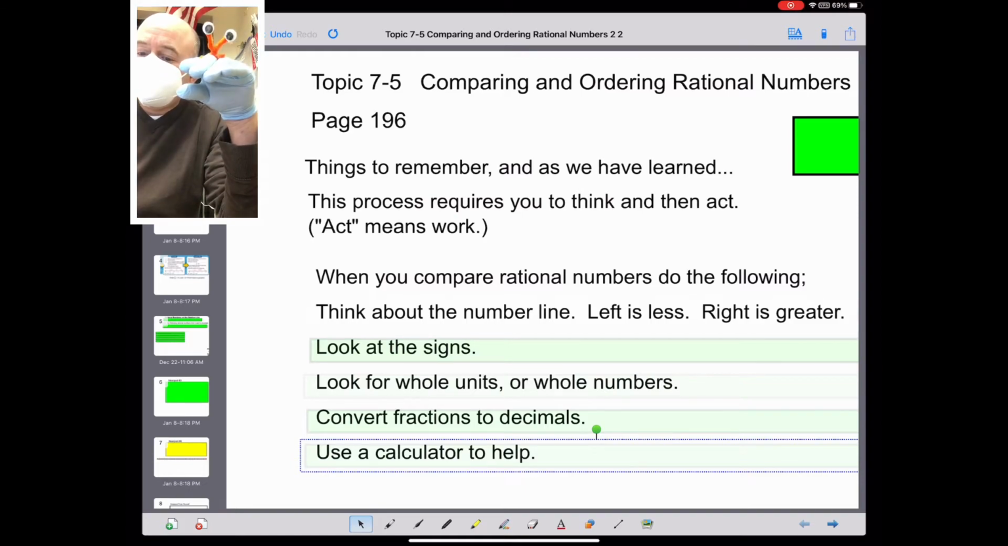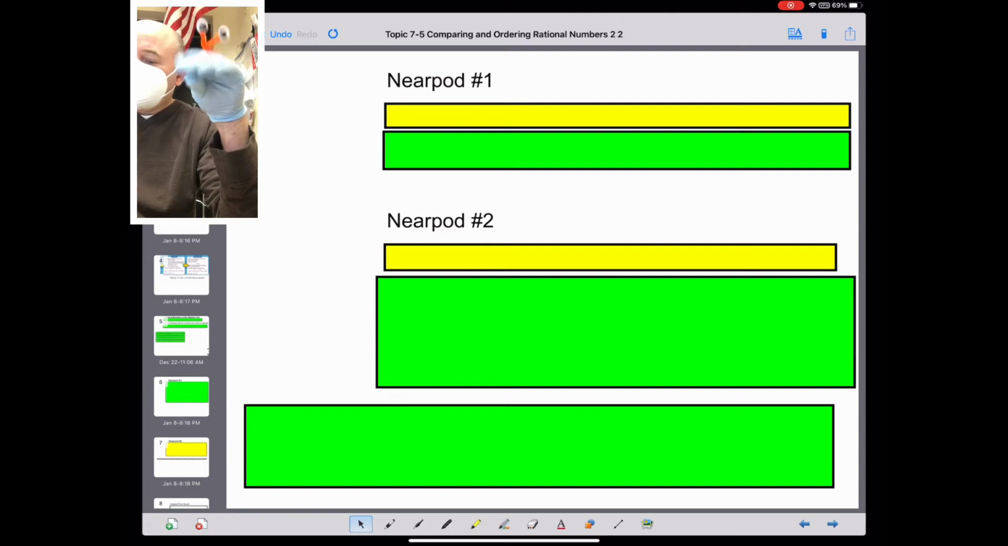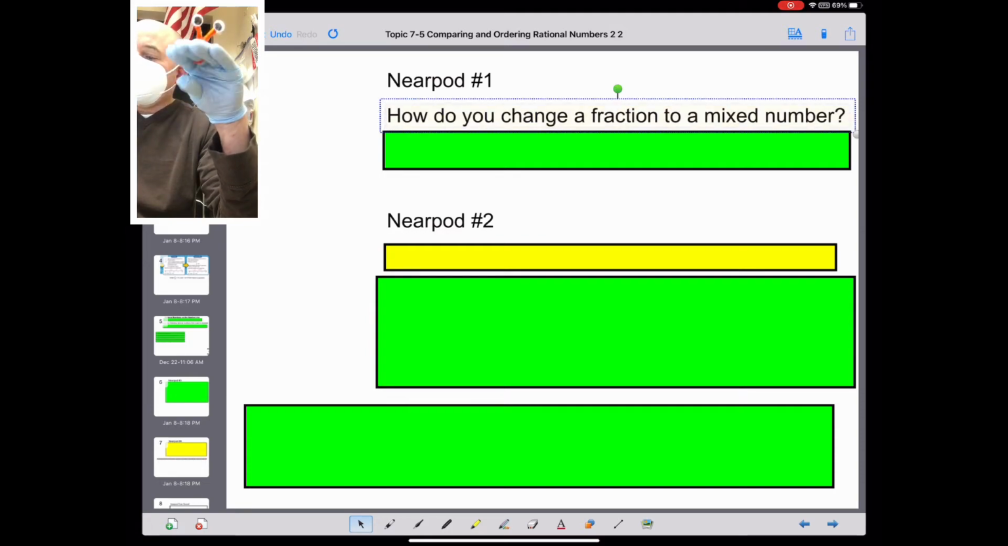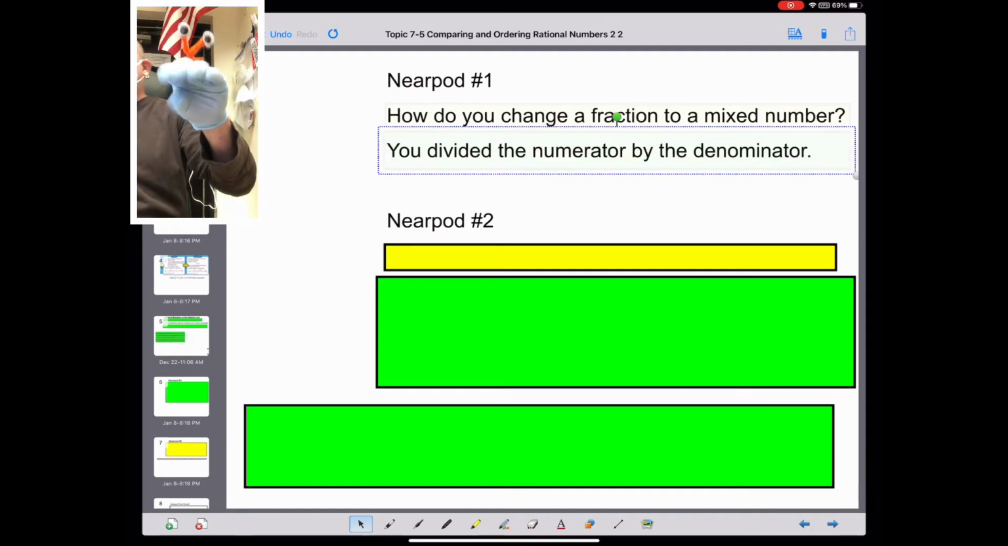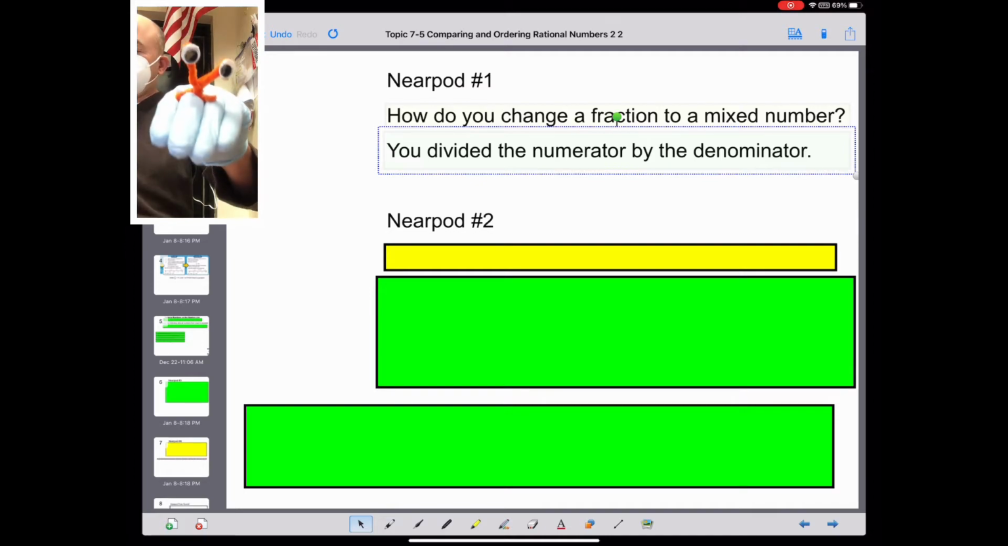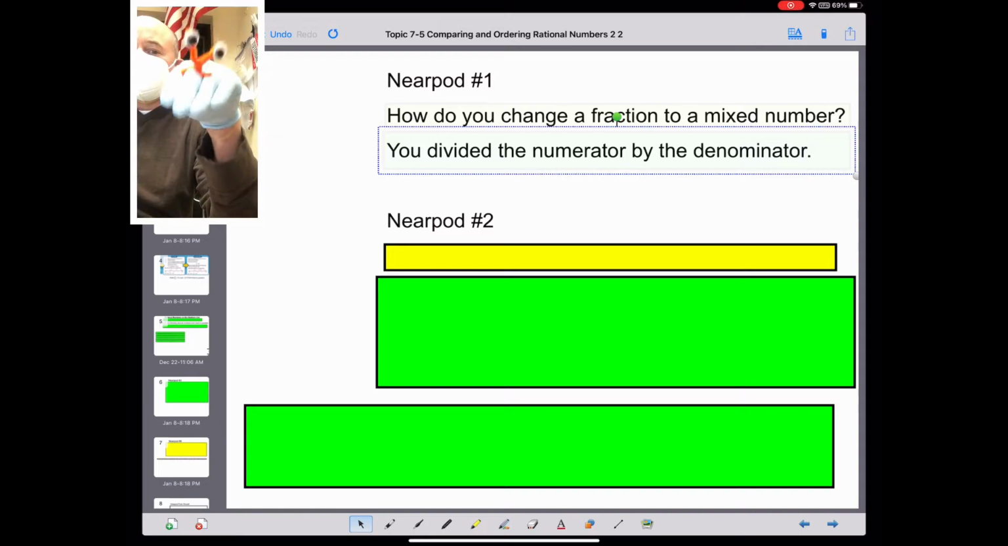Oh, yeah. Oh, look at that, Nearpod 1. Here we go. How do you change a fraction to a mixed number? Pause the video, Mr. Trolla. Well, how did they do? Pretty good. Well, you change a fraction to a mixed number, kids, by dividing the numerator by the denominator. All right, are they ready for Nearpod number 2? Oh, good. I'll uncover it.